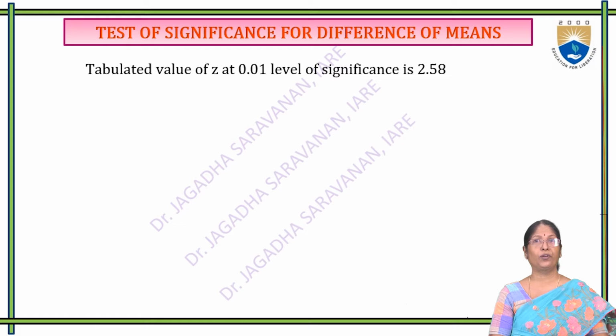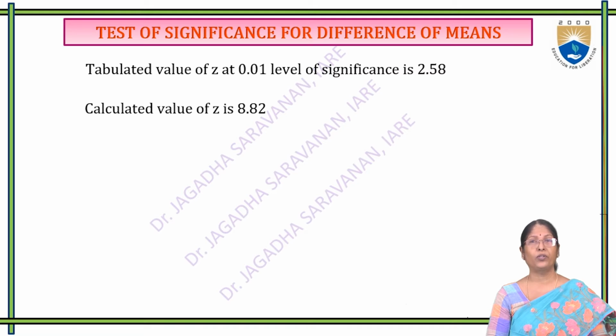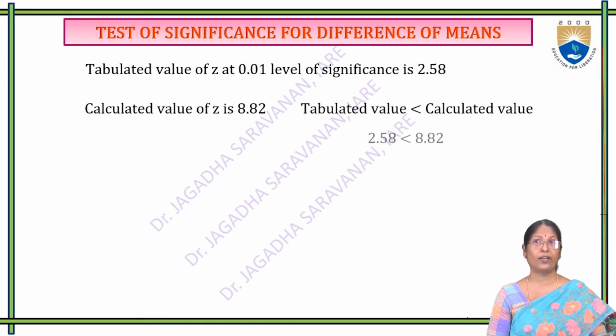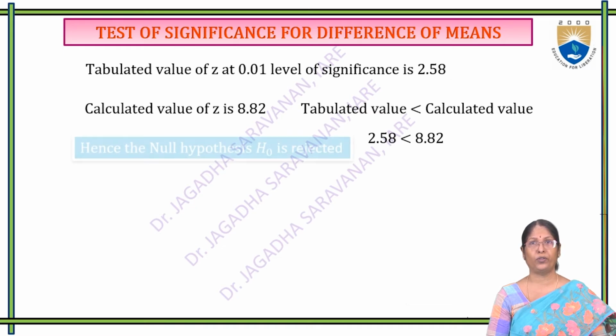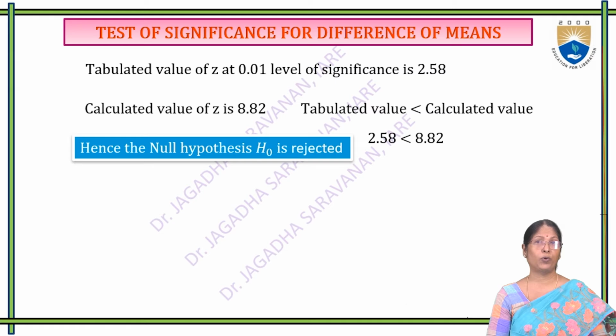So the tabulated value of Z at 0.01 level of significance is 2.58. The calculated value of Z is 8.82. So the tabulated value is less than the calculated value, that is 2.58 is less than 8.82. Hence the null hypothesis H0 is rejected.